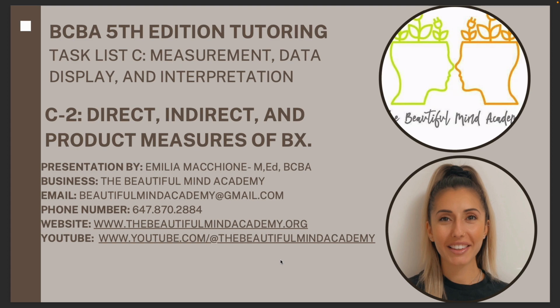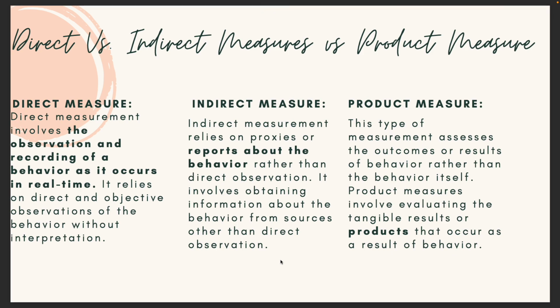So getting started here, we're going to be talking about direct, indirect, and product measures of behavior today. I would like to start with a breakdown of what these even are so you guys get a better idea. When we look at direct measures, think of the word direct. You're directly observing the behavior. This means that you're going into these sessions and you are actually doing an observation and recording behavior in real time. This type of measure relies on direct and objective observations of the behavior without interpretation. So direct measure, in simple terms, you are going in and watching the behavior.